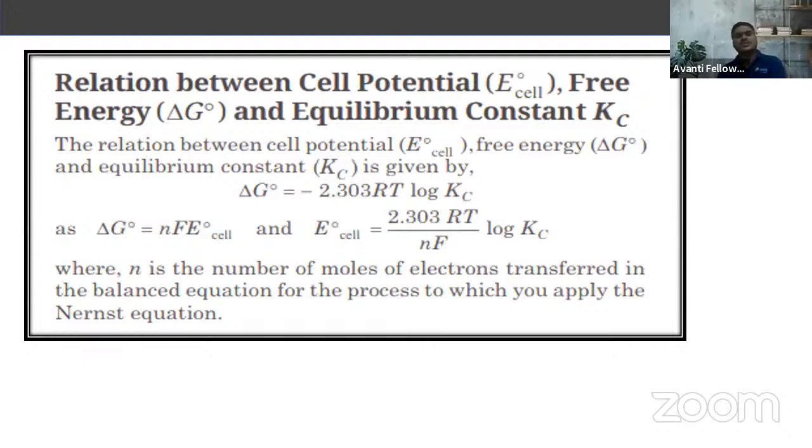Okay, chalo. Now, what is the relationship between the cell potential, free energy, and the equilibrium constant? We already know the one relation, that is delta G is equal to minus NF E naught cell. We also know delta G is equal to minus 2.303 RT log Kc. If you combine these two formulas, we get E naught cell is equal to 2.303 RT upon NF into log Kc, where N is always the number of moles of electrons transferred in the balanced equation for the process to which you apply the Nernst equation.